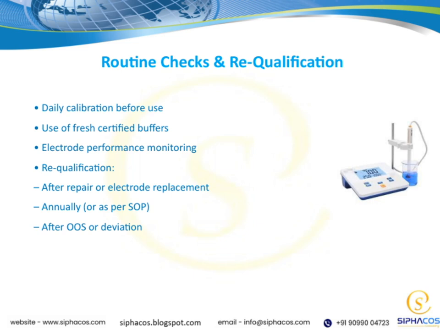Requalification is a critical step that we perform after certain events. For instance, if an electrode has been repaired or replaced, requalification confirms that everything is functioning properly again. It's also necessary annually, or as specified in our SOPs, to ensure ongoing accuracy over time. And of course, after any out-of-specification results or deviations, requalification helps us verify that the system is back within acceptable parameters. All these checks and requalification steps are part of our overall quality assurance process, reinforcing the importance of consistent, reliable measurements in our operations.